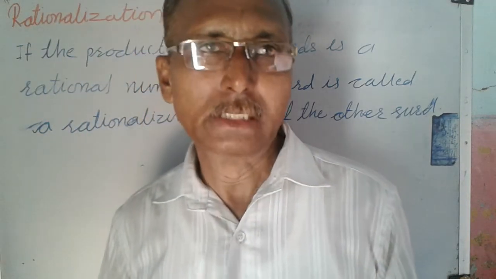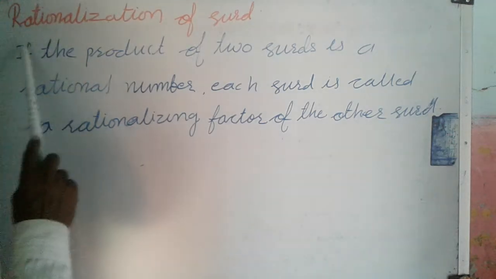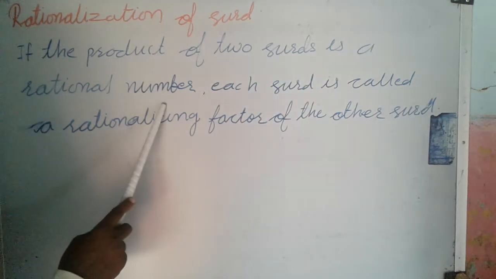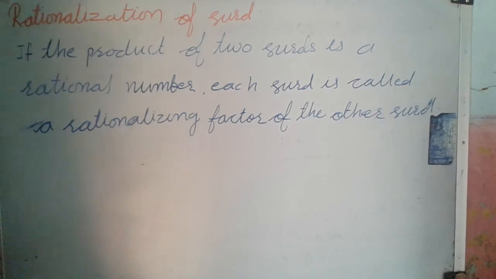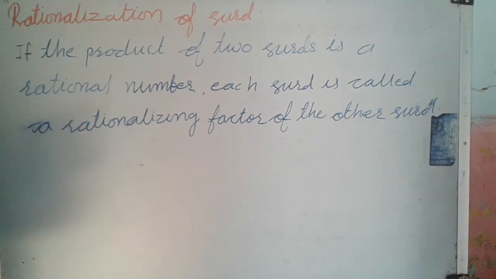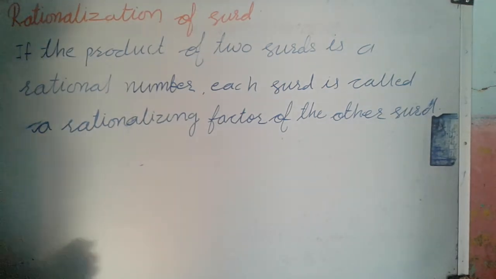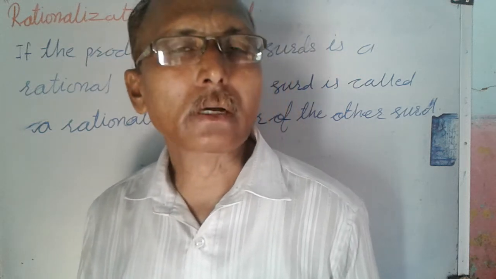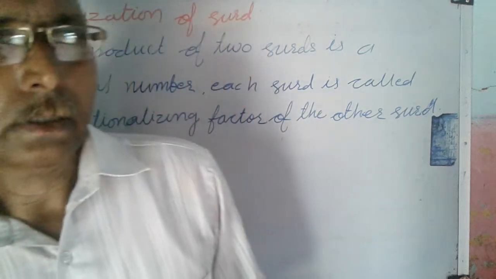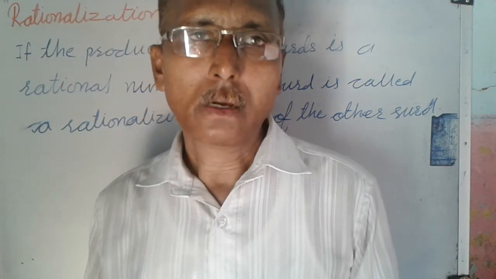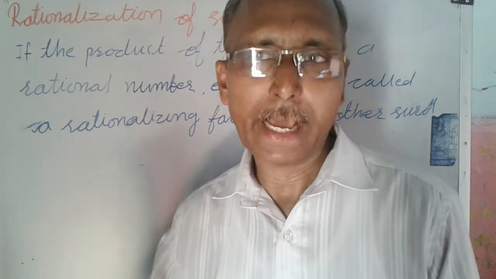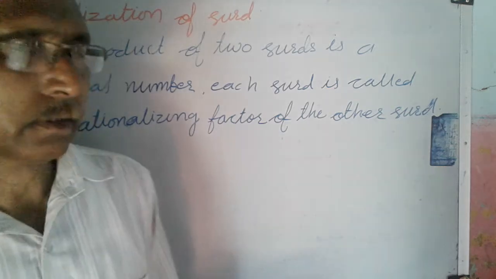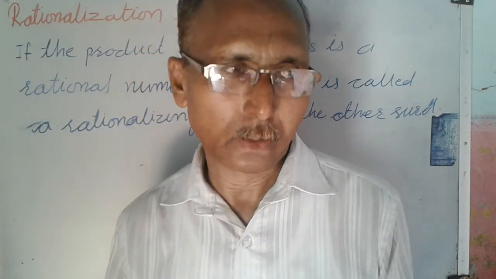Now rationalization of surds. If the product of two surds is a rational number, then each surd is called a rationalizing factor of the other surd. That means to convert the given surd into a rational number, we have to multiply the given surd by another surd so that the product is a rational number. That means to find the rationalizing factor of the surd.